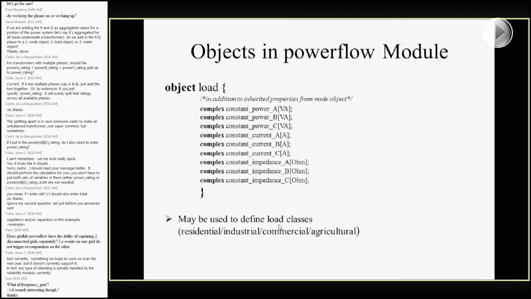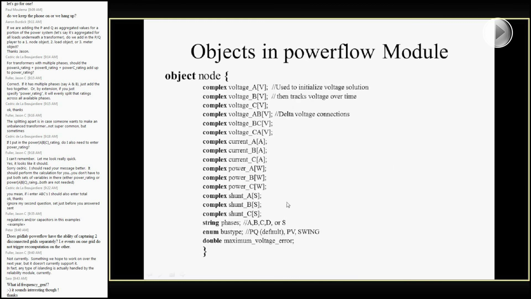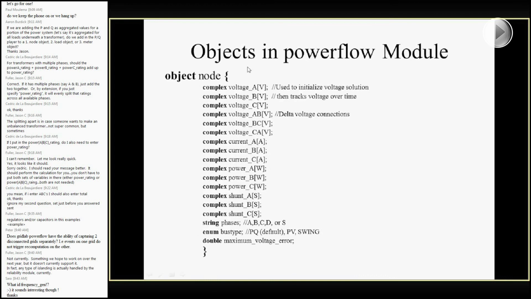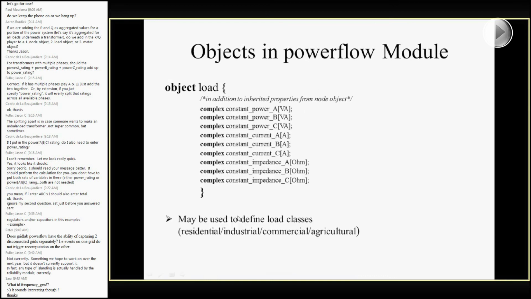If we look at an extension of node, an object load, whenever anything is a subclass of either a node or a link, it'll have all of these published properties that a node has, as well as its own special properties. So every single one of these particular parameters is available to load, even though they aren't explicitly listed. And then you'll have things like constant power A, constant power B, constant power C, constant current, constant impedance, and that's basically defining those zip components that we went over earlier.